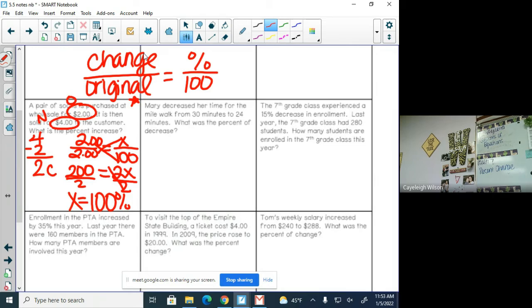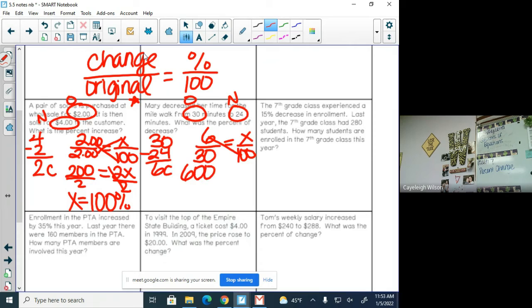All right. So it says she decreased her time. Originally she was walking 1 mile in 30 minutes. Now she's walking it in 24 minutes. What was her change in time? 6, because 30 minus 24 is 6. So her change over her original is what percent? 6 times 100 is 600. 30 times x is 30x. Divide by 30, and you all are right. Her change is 20%. All right, we're going to do the next one together.